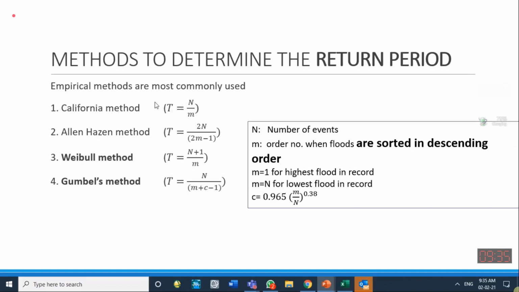That is the simplest and seems to be logical: if I have 30 years of data, and if the highest value of the flow has a rank of 1, its return period should be 30 divided by 1, meaning 30 years. So it has a return period such that it will occur once in 30 years. That is what the data is also showing.